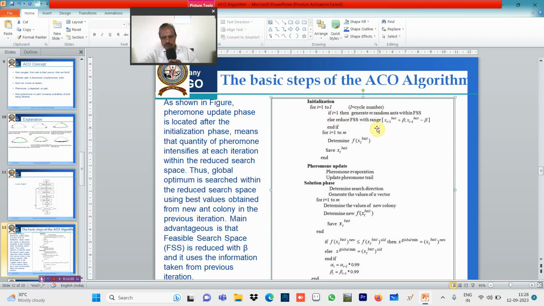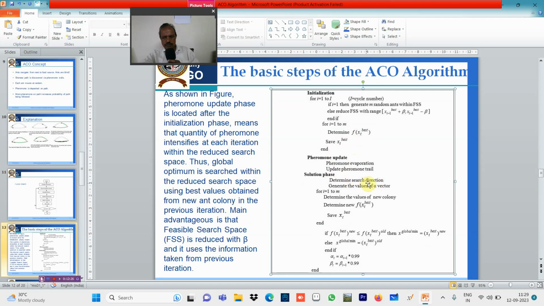Else, reduce FSS with the range. So this is the equation, and we can reduce using that one. Here we are using the best and the beta parameter. Okay, so constant. And for i equal to 1 to m, determine f of x, which is the function we try to find out, that is the fitness function. Then save x_t of best, and then the pheromone update: evaporate pheromone and trail, so all the things. The solution phase determines the search direction, generating the values of this alpha.